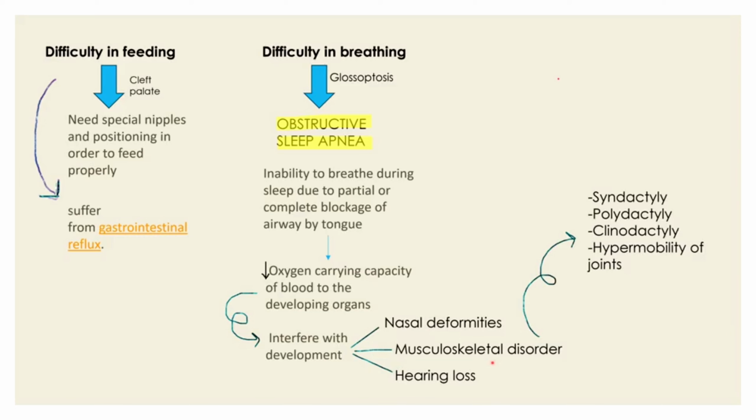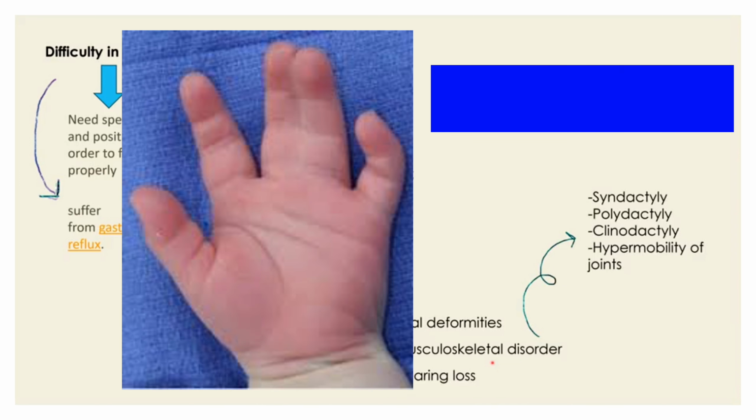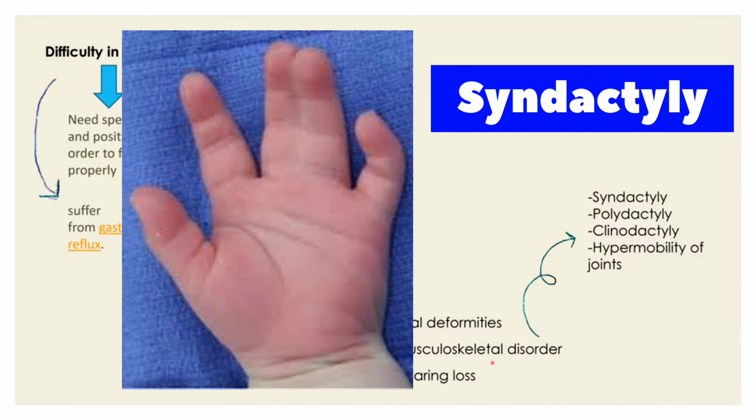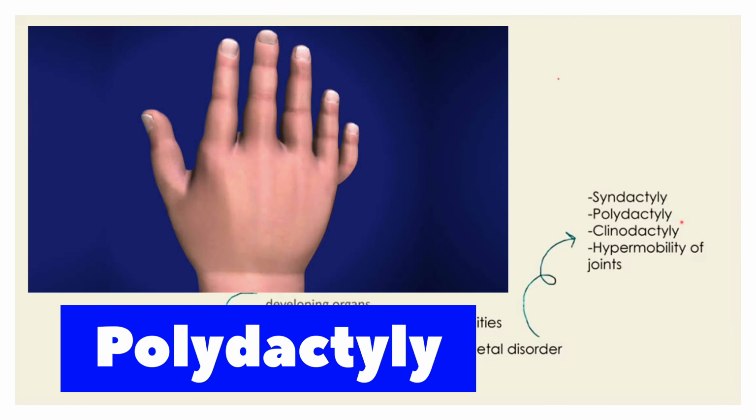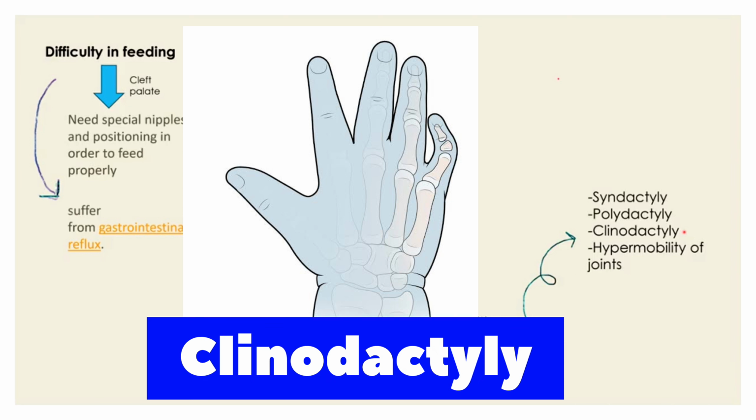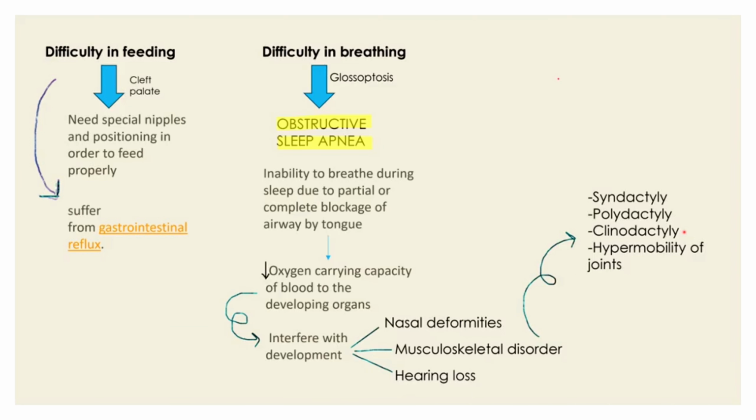These musculoskeletal disorders may be syndactyly, which means two or more digits are fused or webbed together. The next is polydactyly. It is more digits than normal. The next is clinodactyly. This means a finger or toe curves abnormally towards the next. The next is hypermobility of joints.